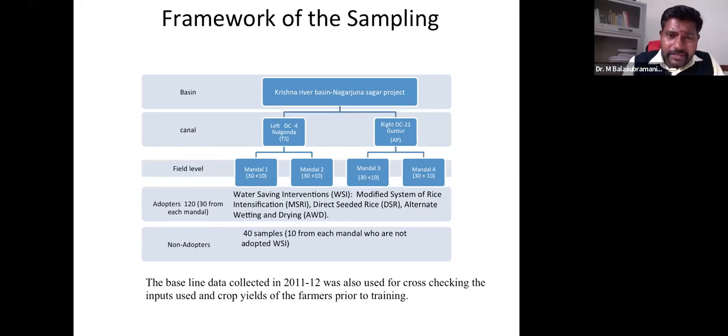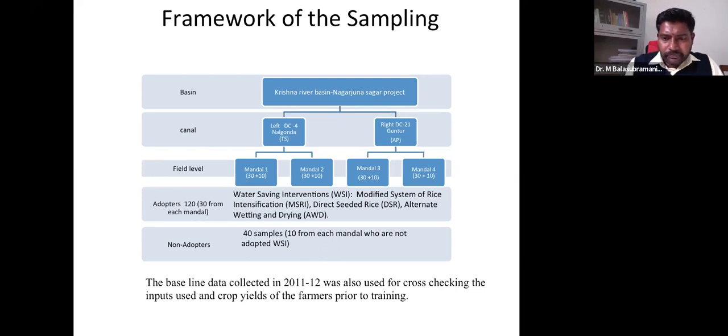At the field level, random sampling was taken in the area. We have a list of the beneficiaries, those who attended and those who did not attend, and those who implemented. A kind of survey happened, and from the list, the random selections were made. Non-adopters from the two distributary canals, each canal, were selected.